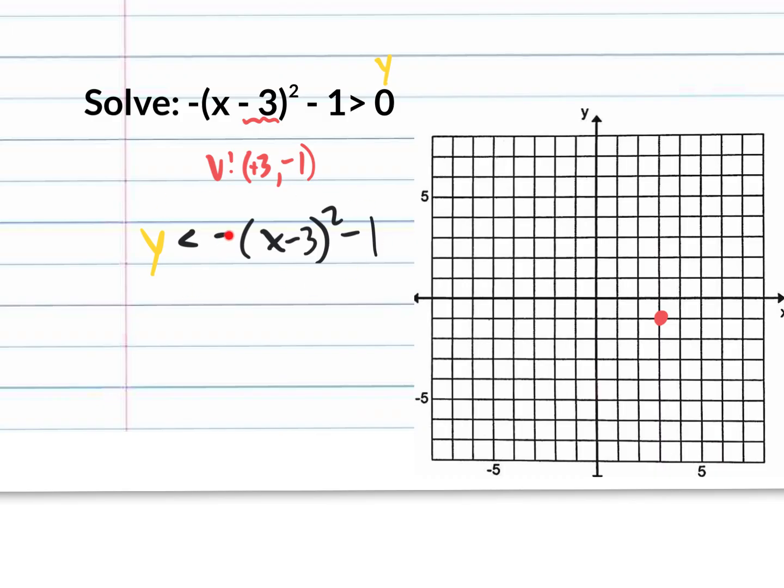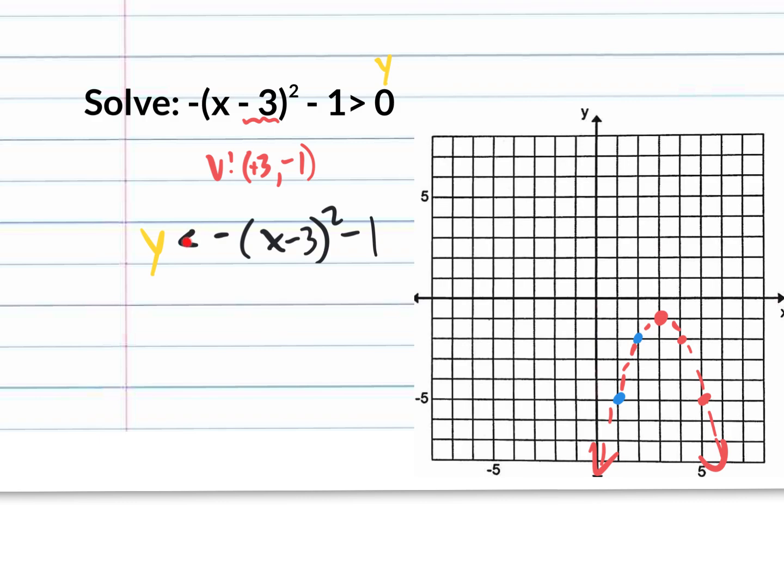So this does have the pattern of 1, 1, 2, 4, 3, 9, but it's opening down. So if you go 1 over 1 down from the vertex, 2 over 4 down, you could map that over to the other side right here and right there. This is going to be a dotted parabola. Do we shade above or below?